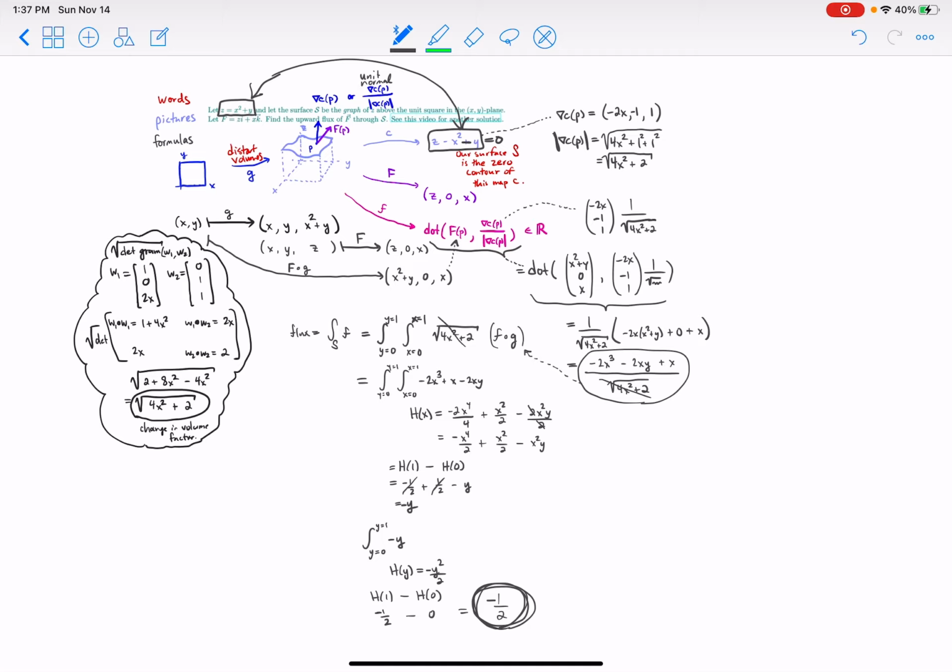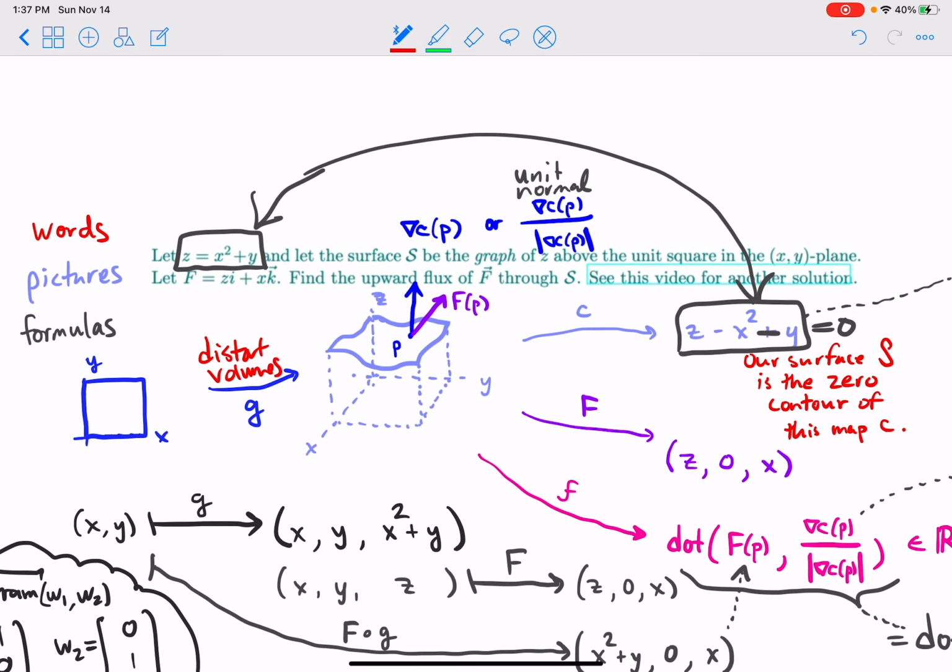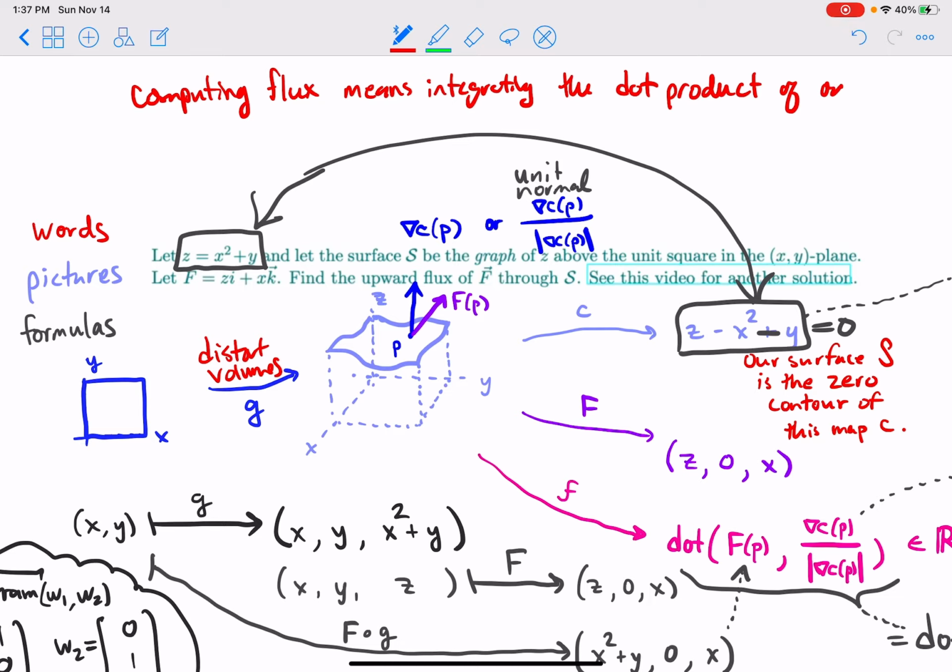One thing I might have added, looking back on this, is I might have said in words right away that, computing flux, I would have written this somewhere, computing flux means integrating the dot product. What function? We're going to integrate a function. We're going to integrate the function that takes the dot product of our vector field with the unit normal vector of the surface. And that is what I would have written in words.